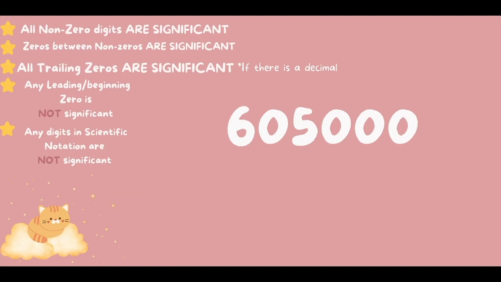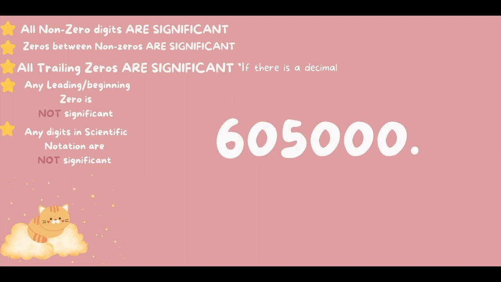Alrighty, how many sig figs can you count here? We have 3 total significant figures here, 6, 0, and 5. The 0 between the 6 and the 5 is significant because it's a 0 between 2 non-zeros. And the trailing zeros, we don't count them here because there is no decimal point.